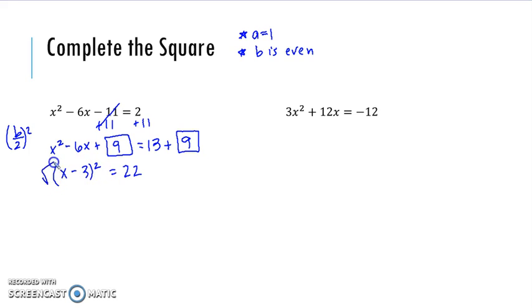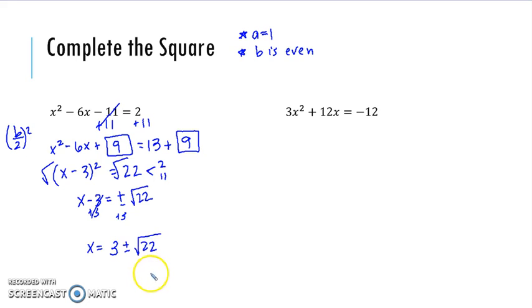To solve for x, I'm going to take the square root. So I get x minus 3 equals the square root of 22, which is not a perfect square. The only factors are 2 and 11, so I can't take anything out. So I'm just going to leave it as plus or minus root 22. Then I'm going to add 3, so x equals 3 plus or minus root 22. I can't simplify it anymore because of that radical.